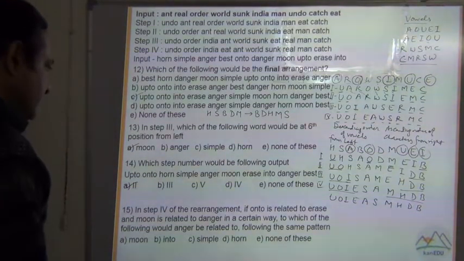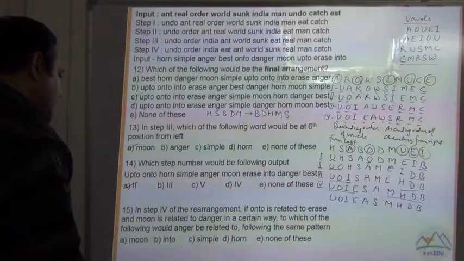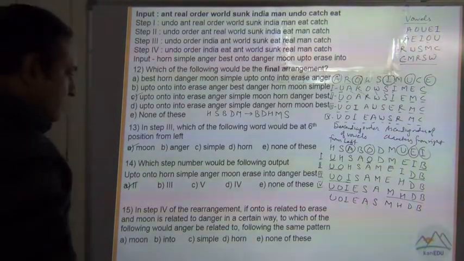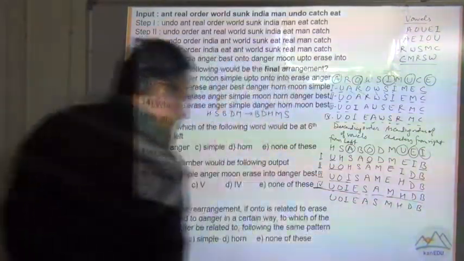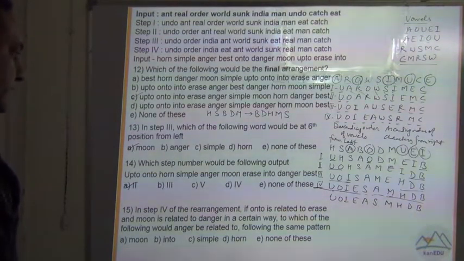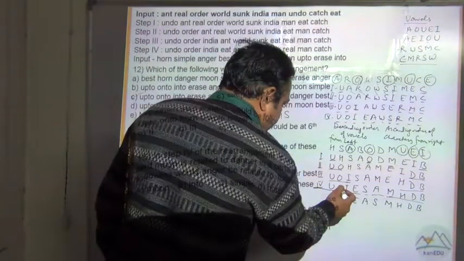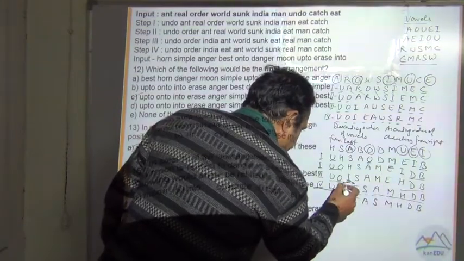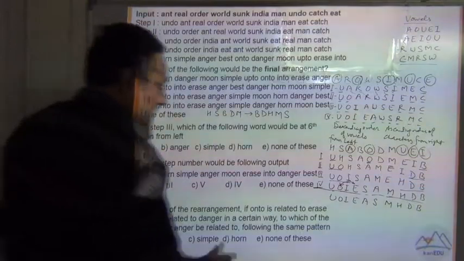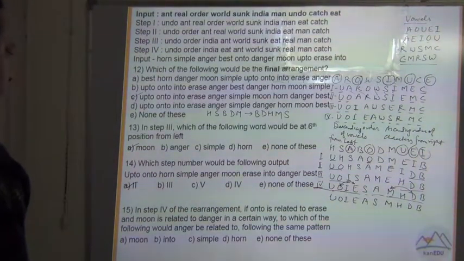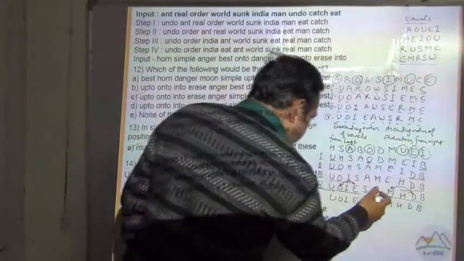So in step 4 of the rearrangement, if onto is related to erase and moon is related to danger in a certain way, to which of the following would anger be related to? So in step 4, this is the step 4. If onto is related to erase, these are related, and moon is related to danger. Moon is related to danger, these two. To which of the following anger would be related?